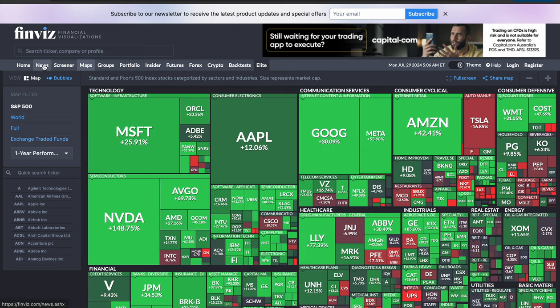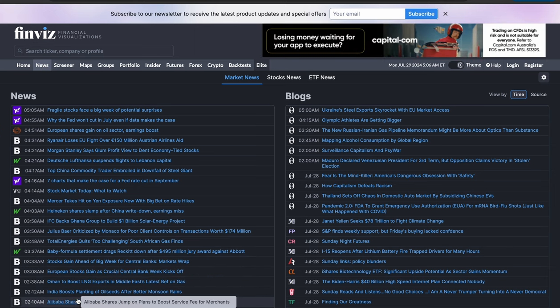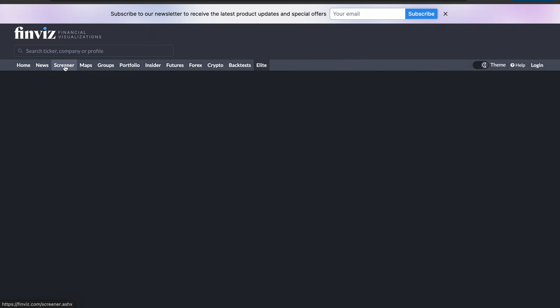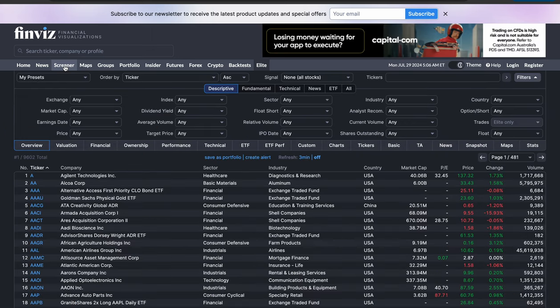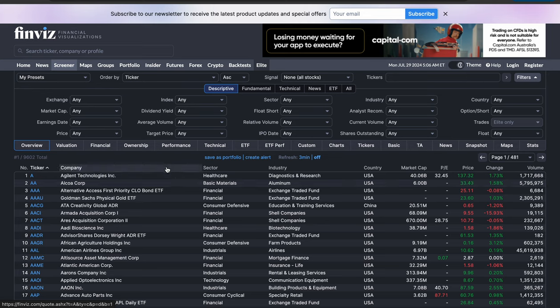And the second tab is the news, where you can see the news that could be a catalyst affecting the stocks. I already discussed the maps with you, and this is the screener, or like a scanner, what most people say. There are several stocks here, but you need to filter it according to your needs.